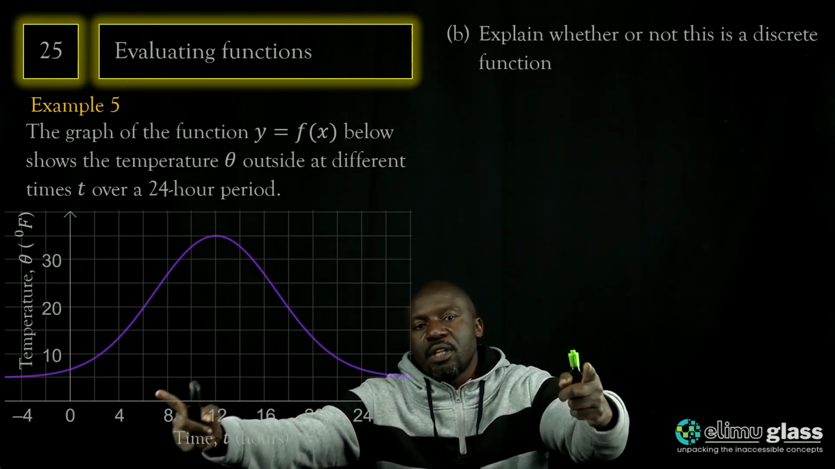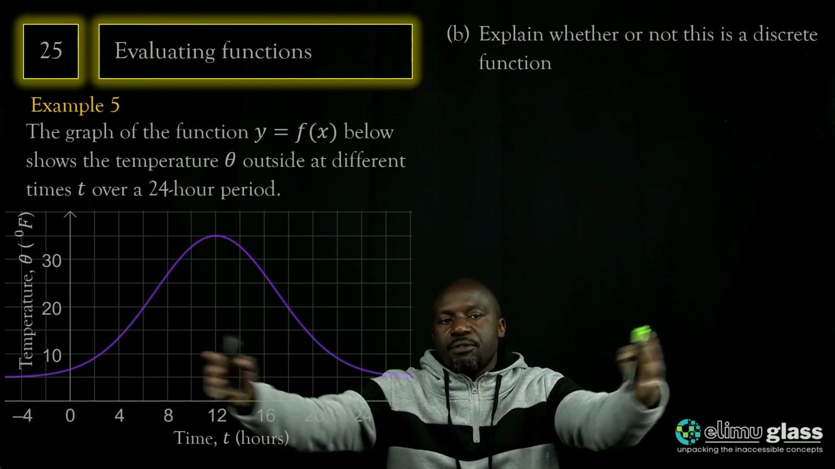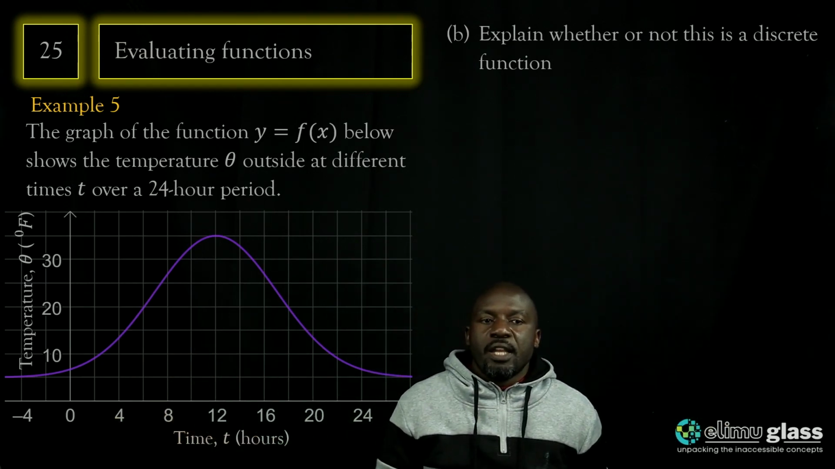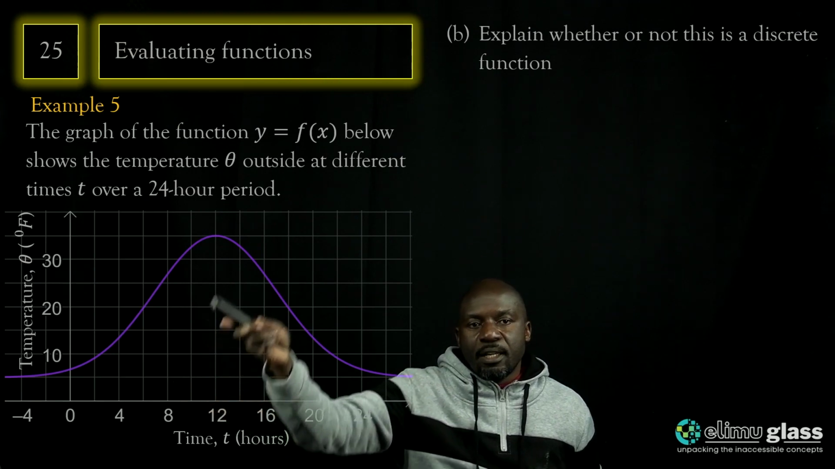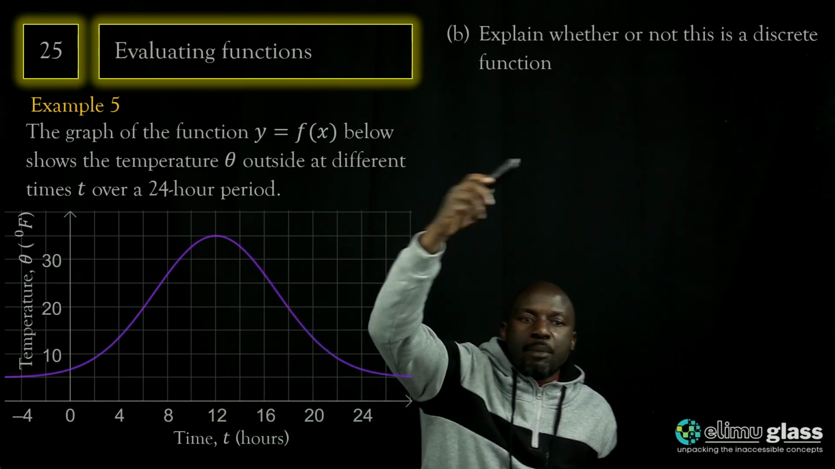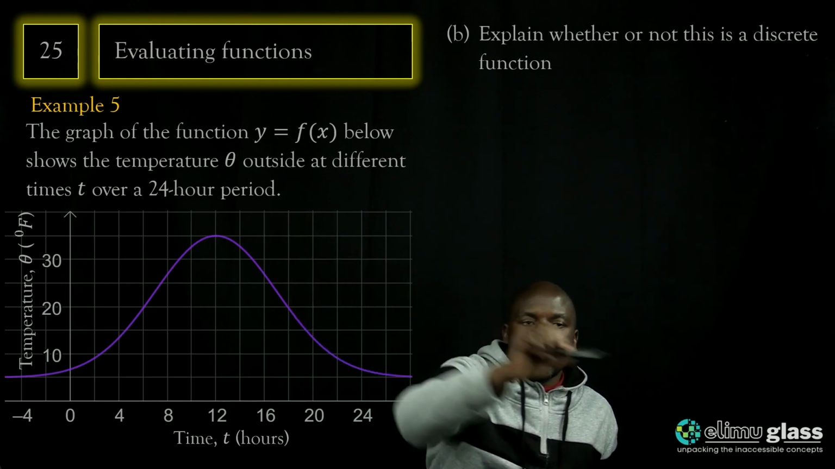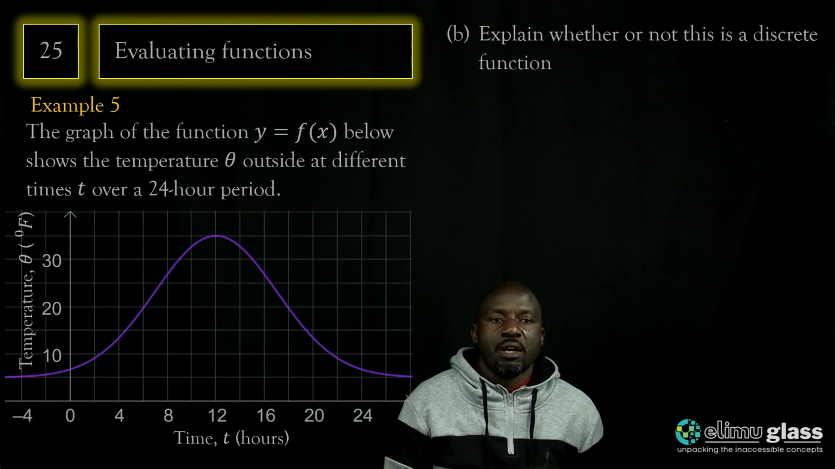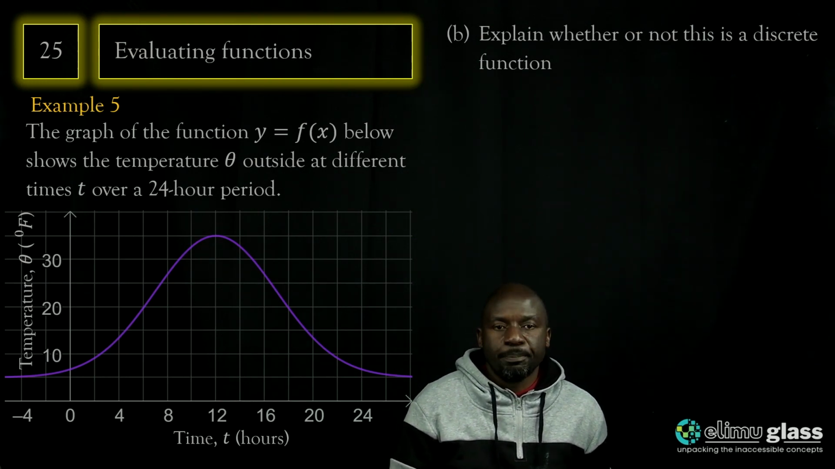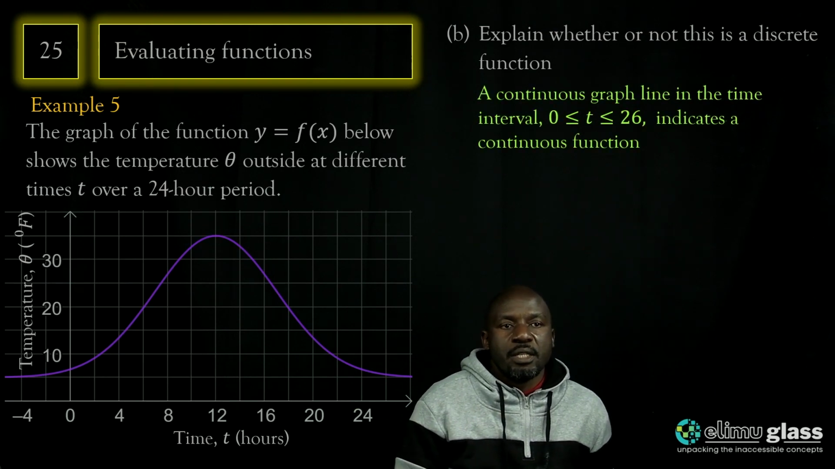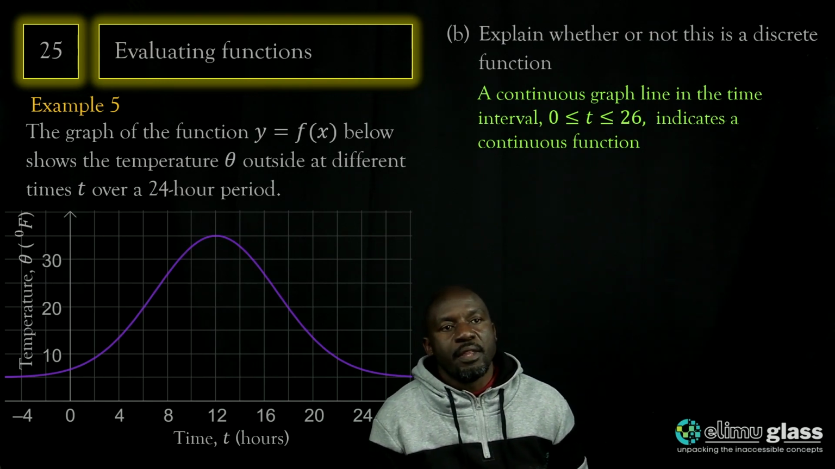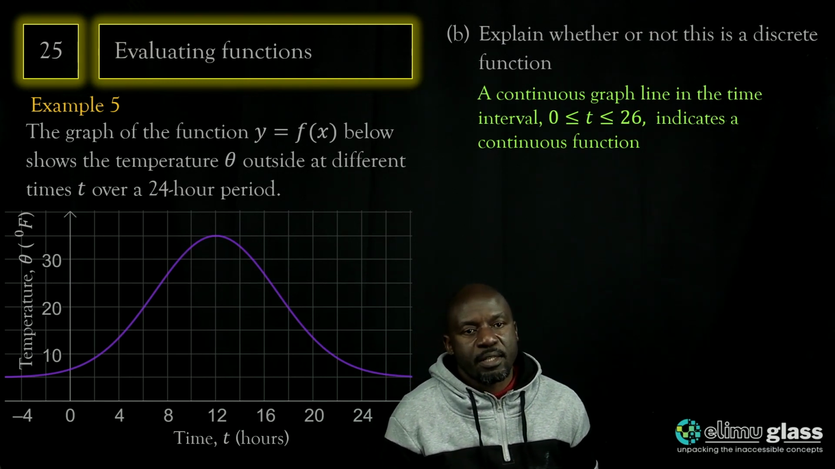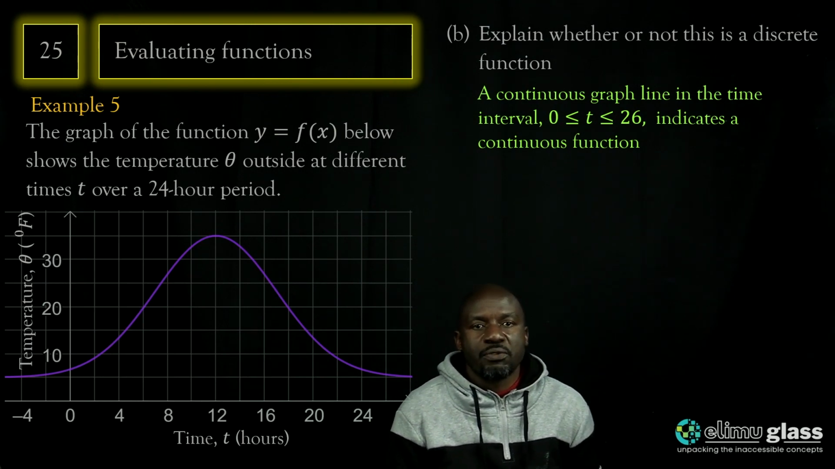If, between the interval of 0 and 24, or the interval that we are talking about, the line is continuous, whether it's going up and down or just going up or whatever way, but it is a continuous unbroken line, then we are talking about a continuous relation or a continuous function. So this is a continuous function because we have a continuous graph line in the time interval 0 to 26 hours. All right, so it is a continuous function, which is a continuous relation.